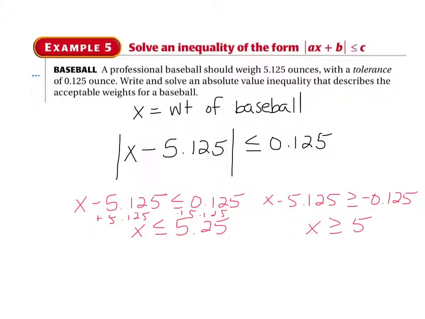So, x has to be greater than or equal to 5, but at this, like 5.0, if we want to be scientific about it, because that actually does matter there, 5.0. And at the same time, less than or equal to 5.25, that shows that you have a tolerance of that 0.125. So these are the acceptable weights for the baseball. It could be between these two weights, and that's what is acceptable.